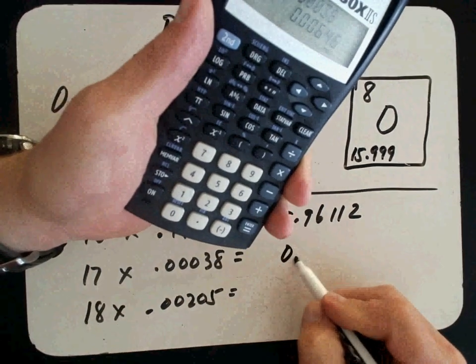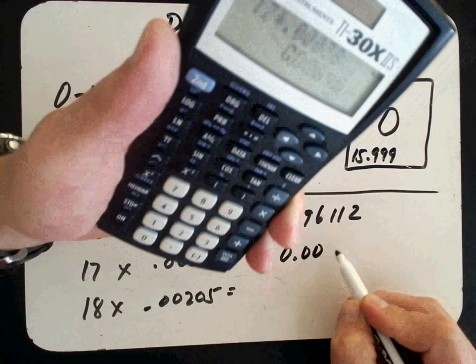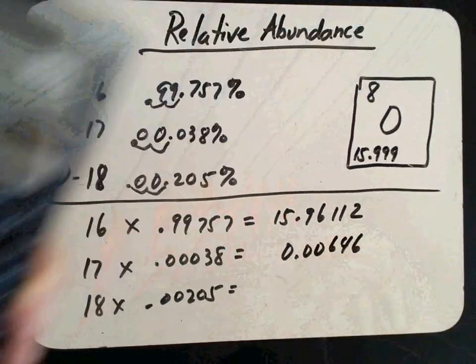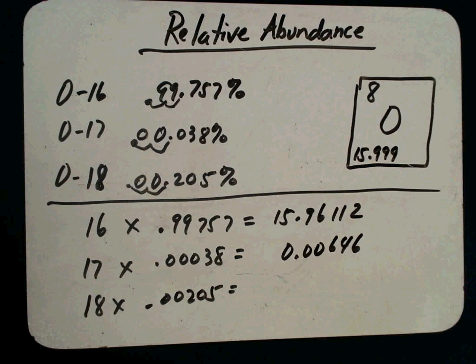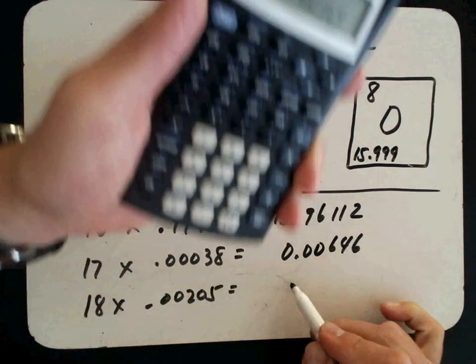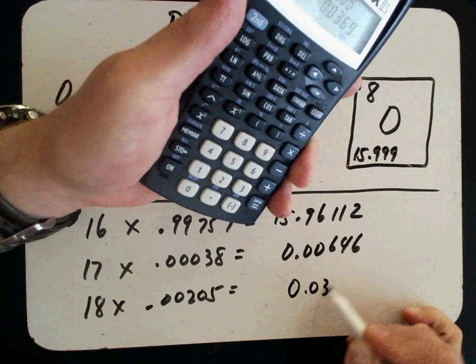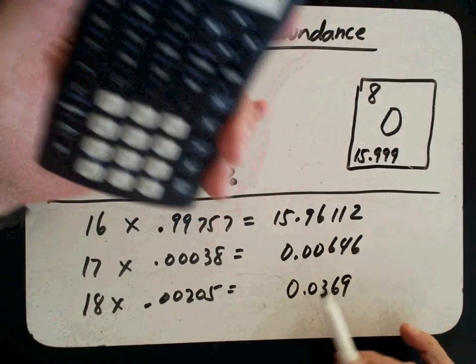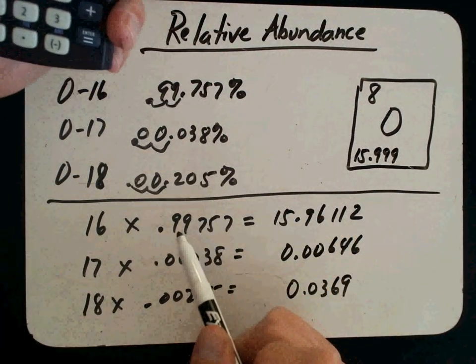We've got 0.00646. And the last line, 18 times 0.00205 equals. There's the number I got. 0.0369. Now, all three of these percentages added up to what?